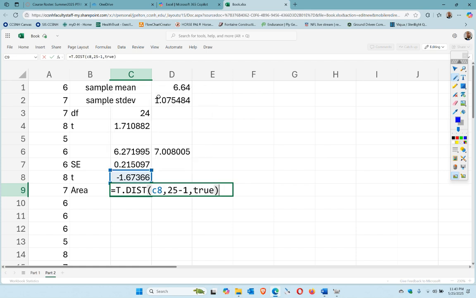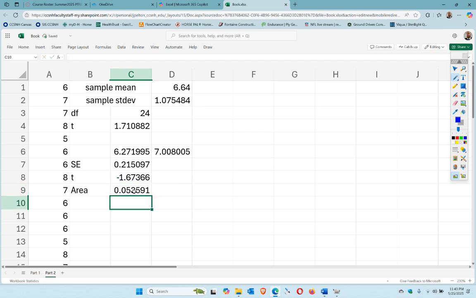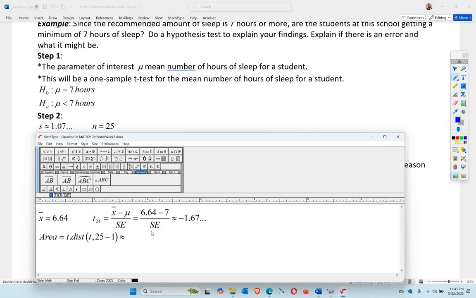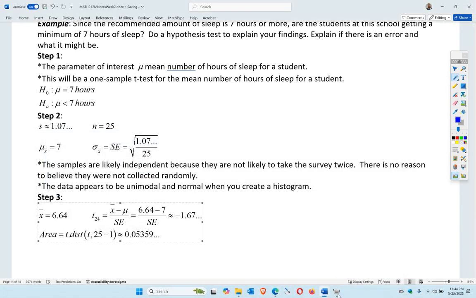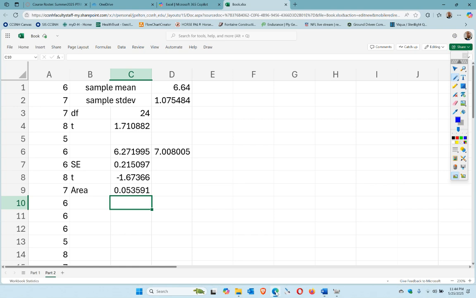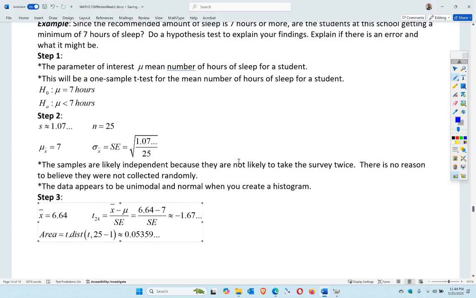So we want to add up all the values left to right, because as you type it, it tells you it's a left tail. A little pop-up tells you what to do if you don't remember. Okay, so we get 0.05359, as I believe was what I saw. Just double check. 0.05359, yes. There's a 1 in there, but it doesn't really matter.